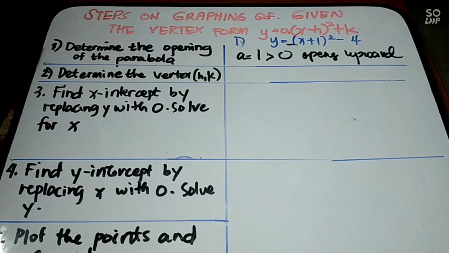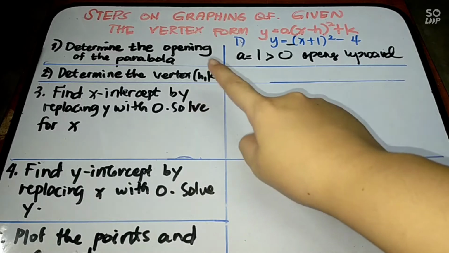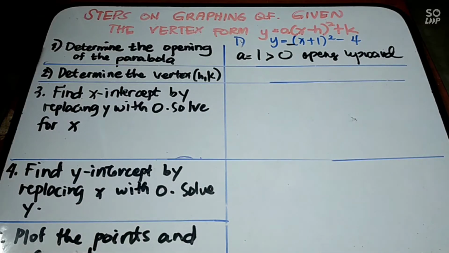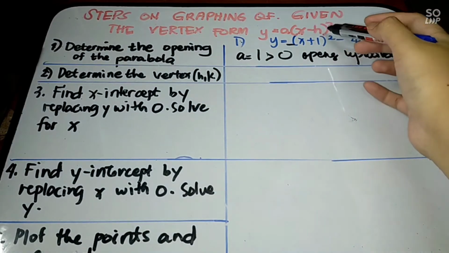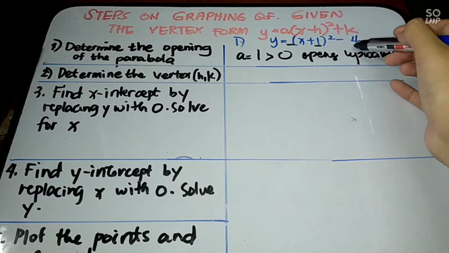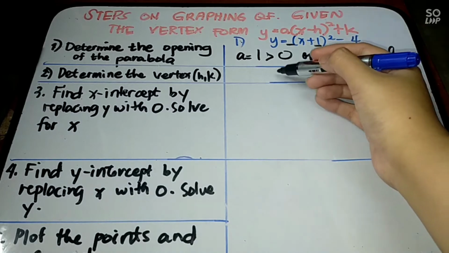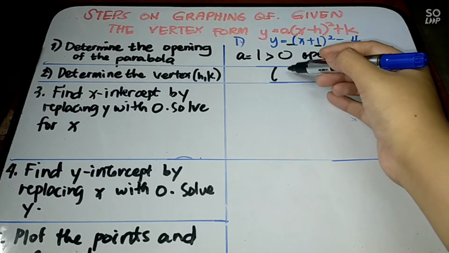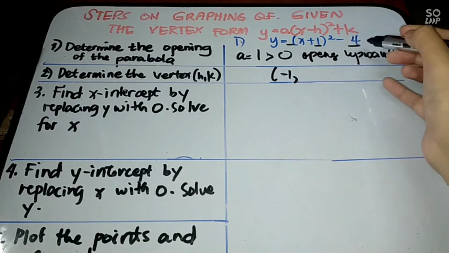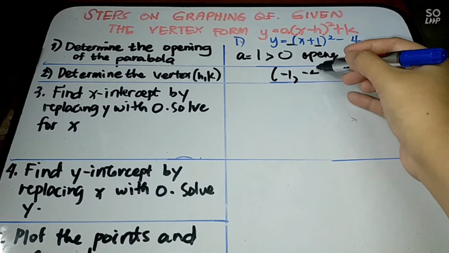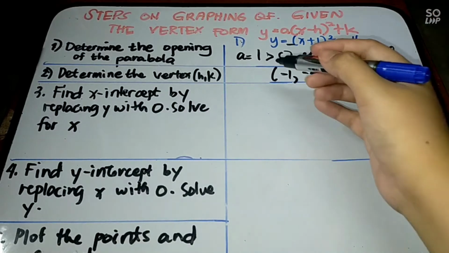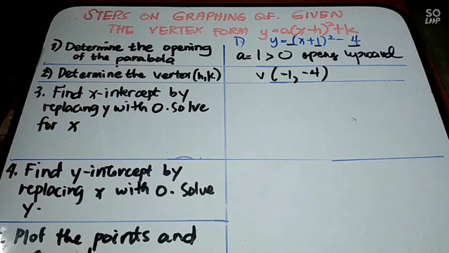Next step, determine the vertex h and k. So, in this form, this one is your h, and then your k. Kapag h ang hinahanap natin, we are going to change the sign. So, si positive 1, it becomes negative 1, and then this one, just copy, we have here negative 4. That would be your vertex. So, ito yung ating pinaka-vertex. Is it clear?